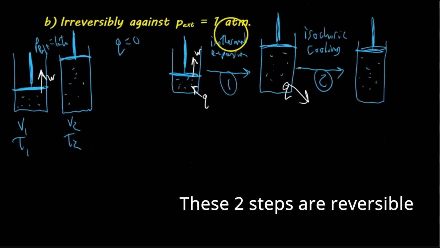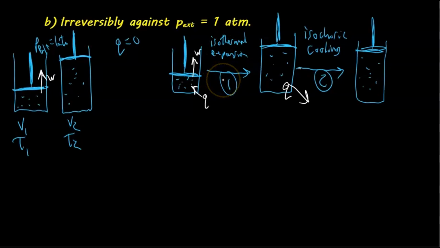Okay, well, look at this. This is an isothermal expansion. We just did this one, and I derived the equation in a previous video in this series. The change in entropy, we'll say for step 1, is going to equal nR times ln of V2 over V1.